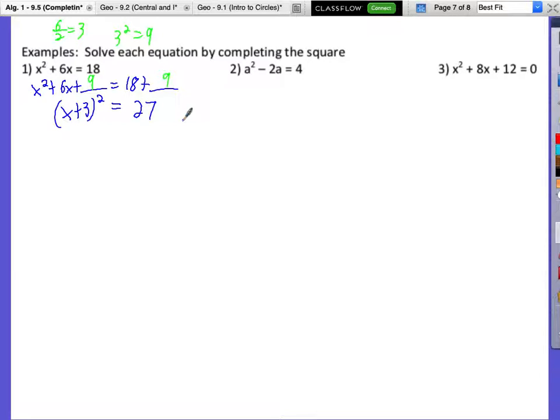Now this looks a lot familiar. Christian, what do we do? Square root both sides. Undo that square. What do we have on the left side here, Kale? X plus 3. On the right side, do you know the square root of 27? Yes, what do we write? Plus or minus, positive, negative, square root of 27.